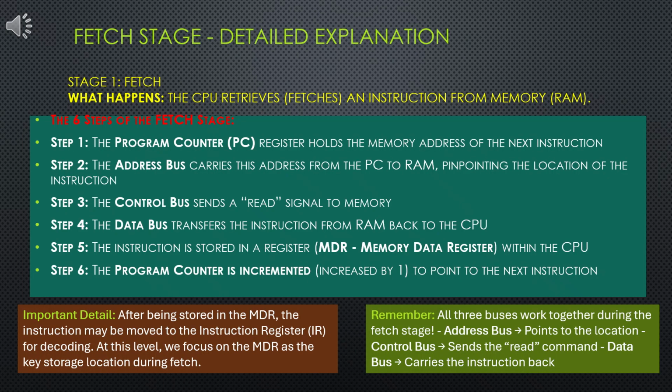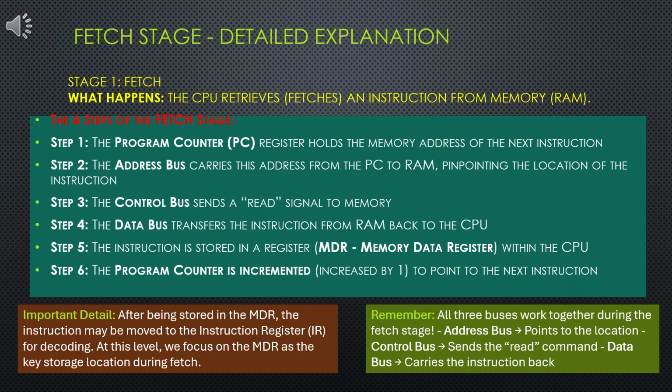In the first stage, the CPU's primary job is to retrieve, or fetch, the next instruction from the main memory, or RAM. This stage is a beautiful example of how the CPU components and the buses work in perfect harmony. There are 6 precise steps involved. Step 1. The program counter register, that's PC, is crucial here. It always holds the memory address of the next instruction we need.